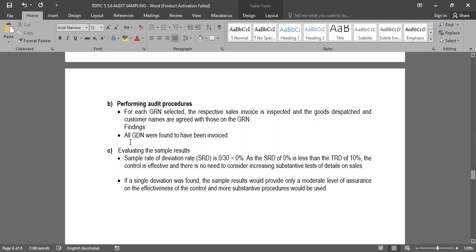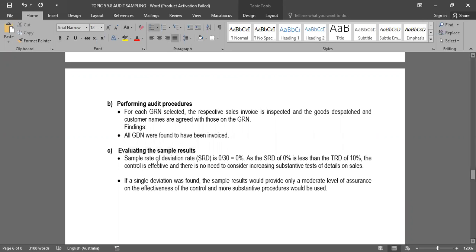Now here they said all GRNs were found to have been invoiced. Okay, so meaning that each GRN actually had an invoice and they had customers correct. They had everything correct. That's what it means at this point. So if this is what you're finding out from your audit procedures, how do we evaluate the sampling result? How do we authenticate? Okay, what you've just told us.